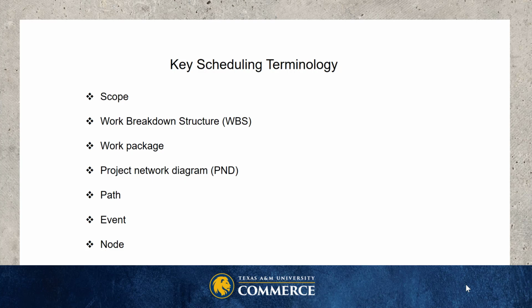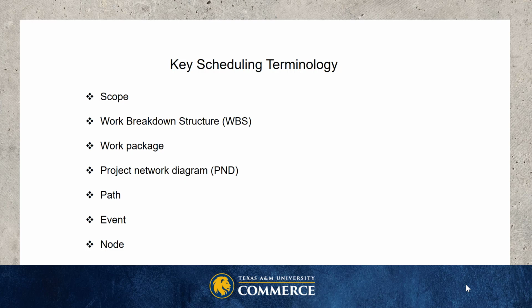So here's some key scheduling terminology. I'm not going to go through every one of the definitions that your book does, but you need to read those and understand them, because we're going to be applying them more in Chapter 10. We know about the scope, we know about scope creep, and how scope can get out of control. And the scope is all the activities that need to be performed.